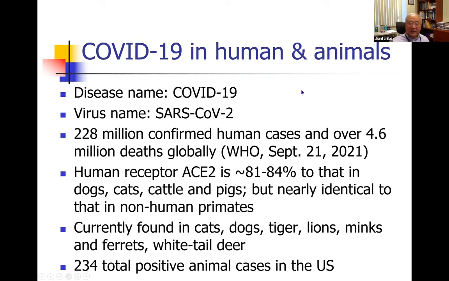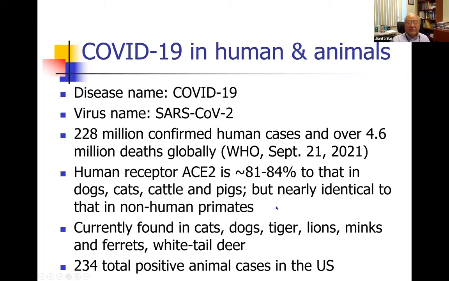In relation to animals, the human receptor called the ACE2 receptor is the binding component for the virus. The virus finds the ACE2 and binds to it to gain entry into human or animal cells. The receptor gene is only 81 to 84% similar to the dog, cat, cattle, and pig genes. Those are common animals we're dealing with every day, but it's almost identical to non-human primates.